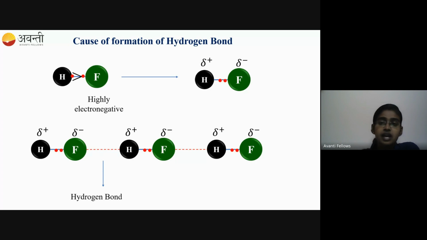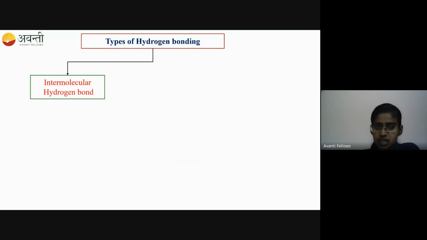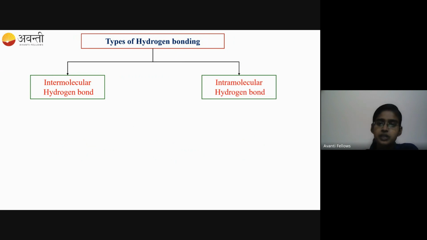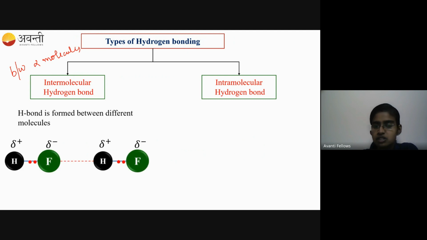There are two types of hydrogen bonding. One is called intermolecular hydrogen bonding and the other is called intramolecular hydrogen bonding. What is intermolecular? It is the hydrogen bond that is formed between different molecules, or I can say the hydrogen bond existing between two molecules. Suppose I take two HF like this, there is a formation of hydrogen bond, and this is called intermolecular hydrogen bond. Some other examples are alcohol and water.